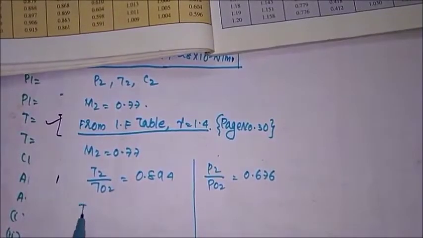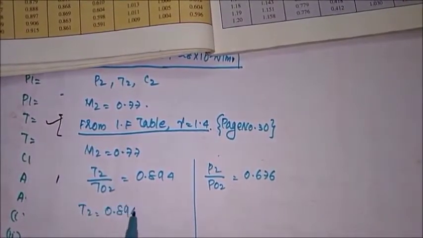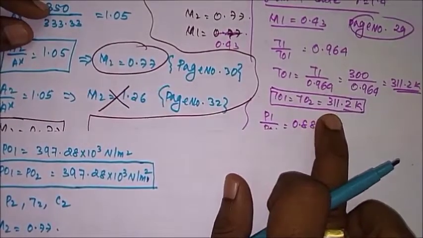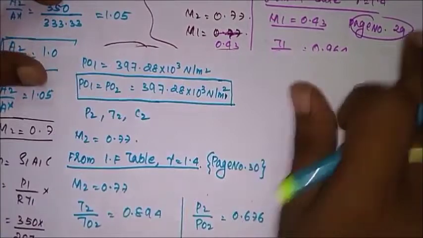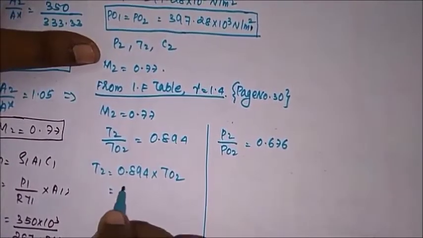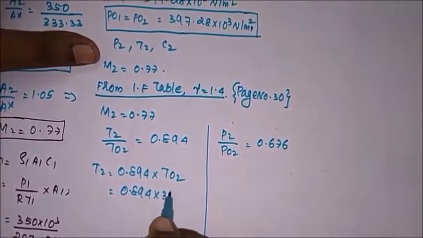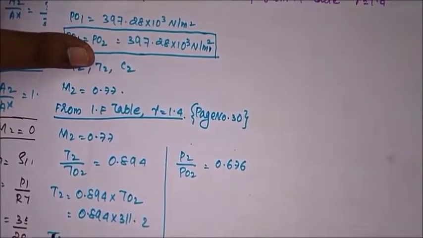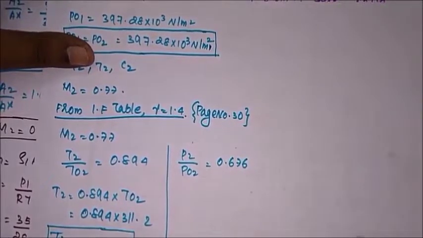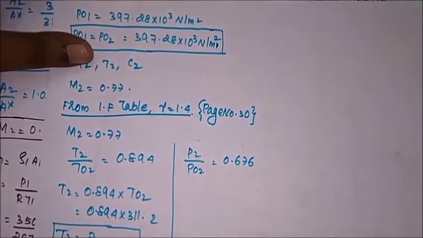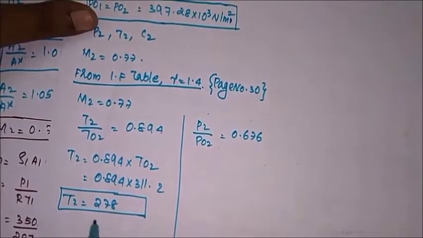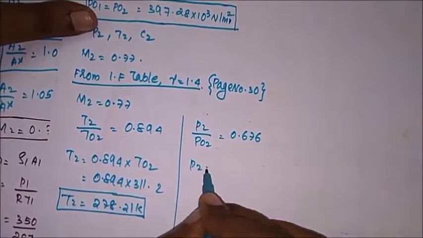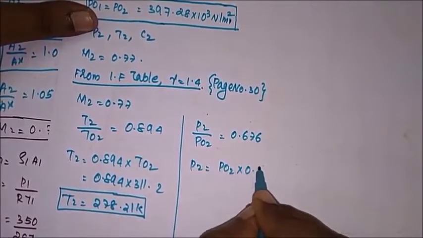Okay, that is T2 is equal to 0.894 into T02. What is the value of stagnation temperature? That is equal to 311.2. That is equal to 0.894 into 311.2. Therefore, the temperature at the exit T2 is approximately 278.21 Kelvin. Similarly, P2 is equal to P02 into 0.676.